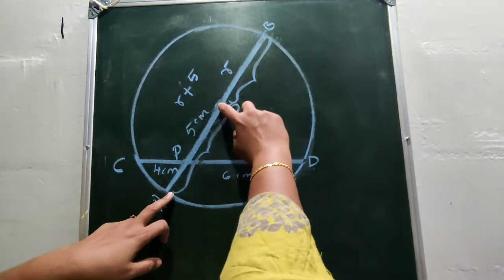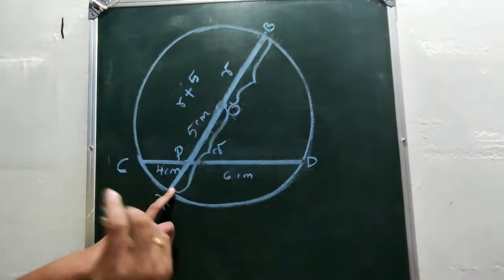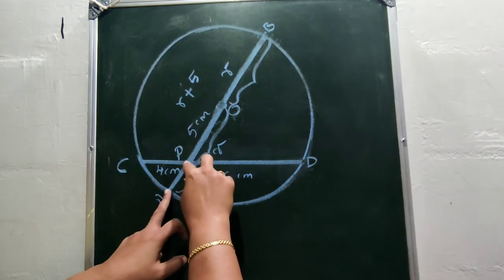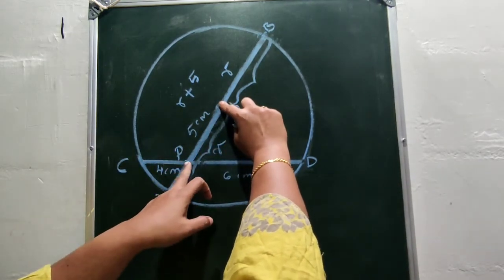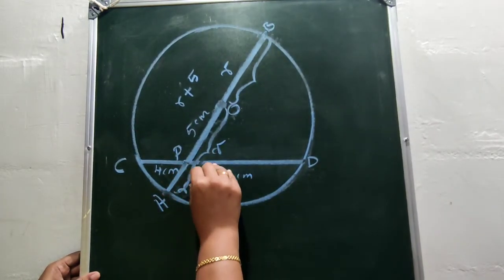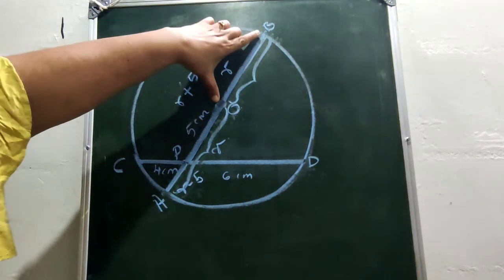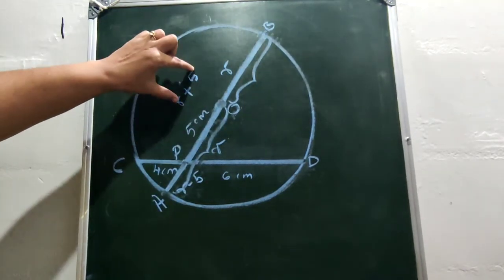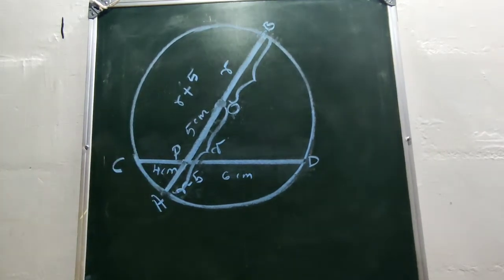And see, this one is also a radius, and that is also R. And this much portion is 5. Then what about this length? This length is equal to R minus this 5. So this length is equal to R minus 5. So we take the radius of the circle as R. Then this length PB is equal to R plus 5, and this length PA is equal to R minus 5.